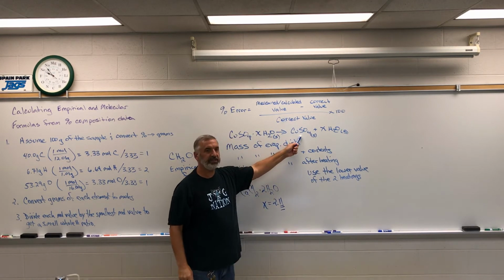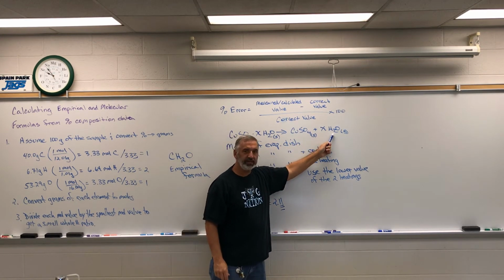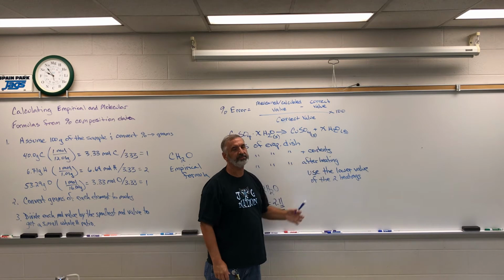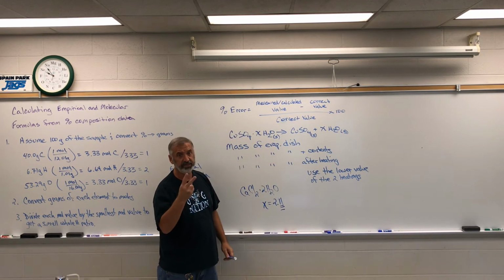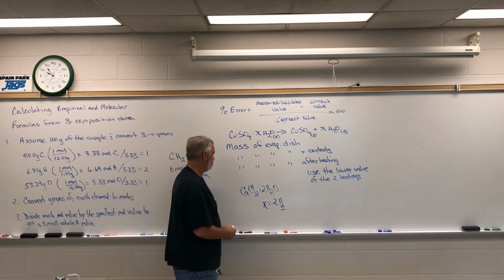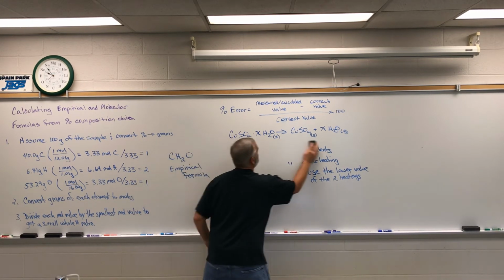So you're going to get grams of this from your data. You should be able to calculate grams of this, grams of that, convert to moles, divide by the smallest, you get your value of X. Calculate the percent error. You do that twice. Then, for part 2, percent oxygen.